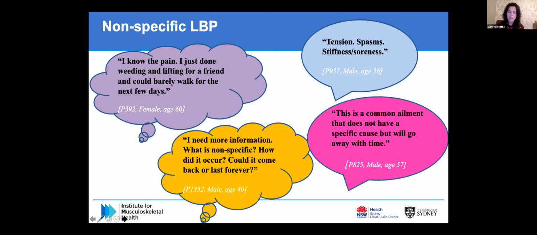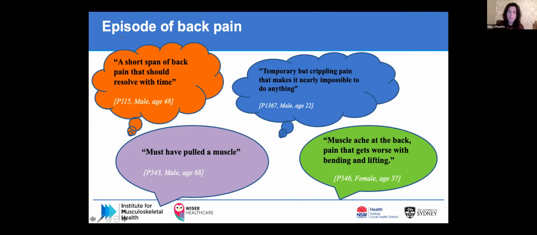And then finally, the label that was thought of by people with back pain seemed to be the most well-accepted label in the trial. So we had a person with lived experience of low back pain as an author on our trial, and this was one of the labels that we came up with together. So an episode of back pain, you know, very uncertain, very non-specific label, but people felt that this was a short span of back pain that should resolve with time, temporary, and that it was something that would get better.